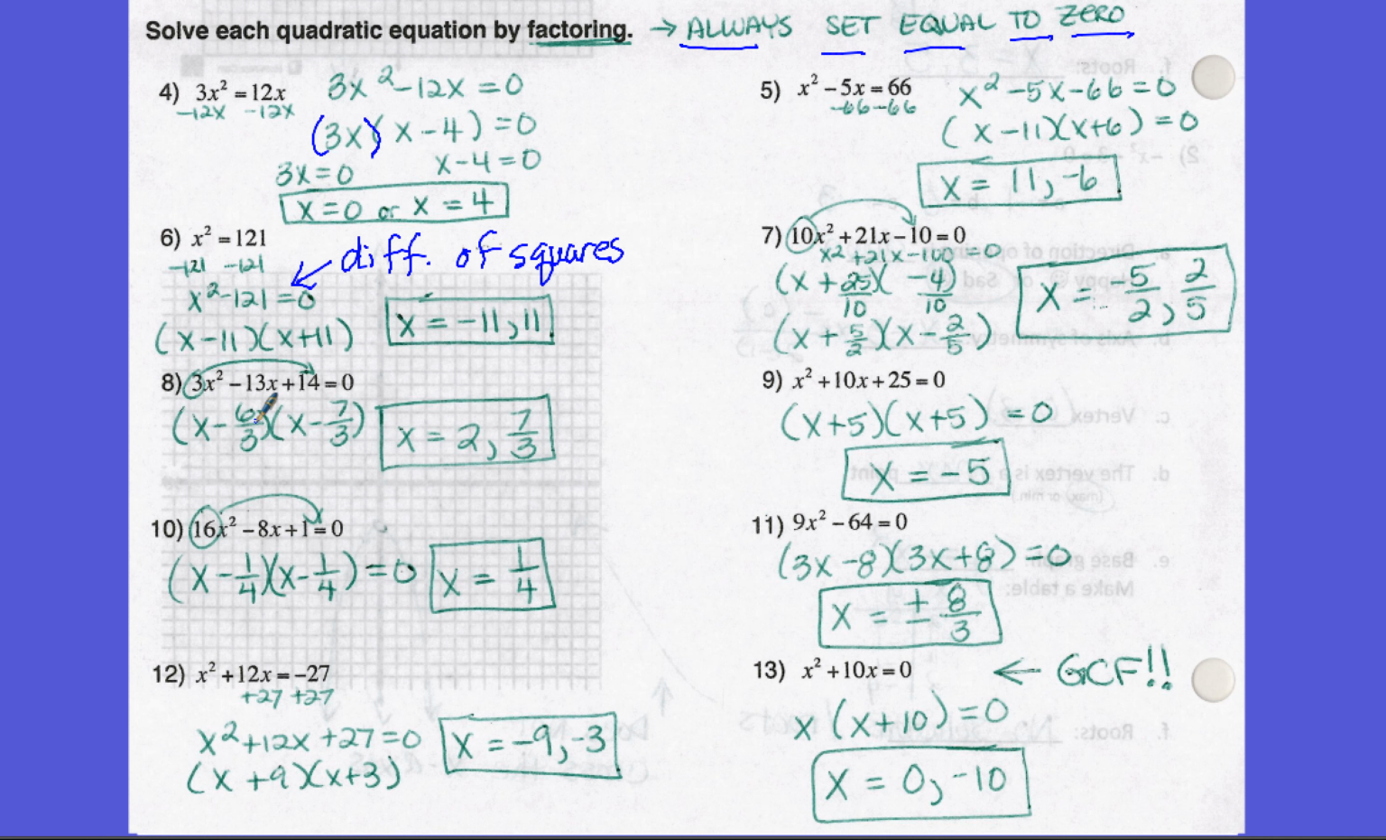When I do that, this becomes 2. So x minus 2 will be this one. And this will still be x minus 7/3 because I just want to leave it as a fraction because I'm finding the solution to that. I don't need to find the factor.